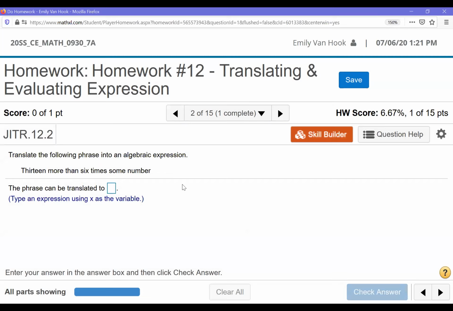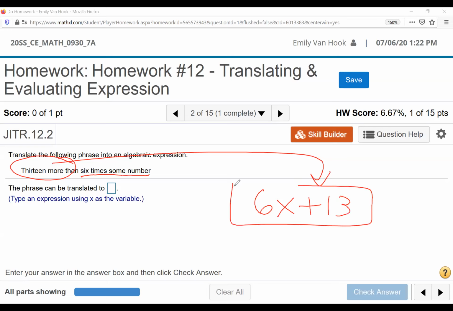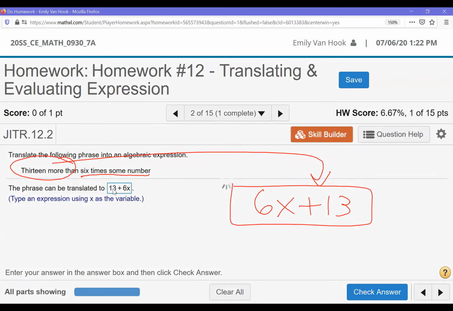Number 2, 13 more than 6 times some number. The phrase can be translated to, and then there's a blank space to type the answer in. Type an expression using x as the variable. Okay, so let's think about this one. 13 more than 6 times a number. So 6 times a number can be 6x. 13 more than that means I'm going to add 13. So the best answer, I believe, would be 6x plus 13. However, it is okay to switch the order for addition because of the commutative property. So I could also write 13 plus 6x. Either one would be fine.